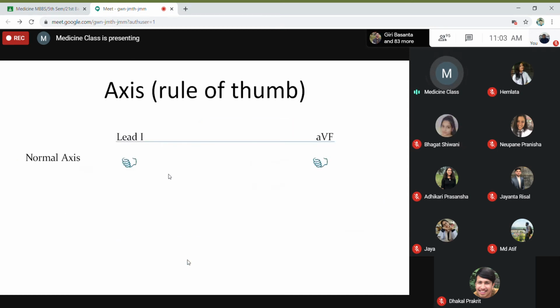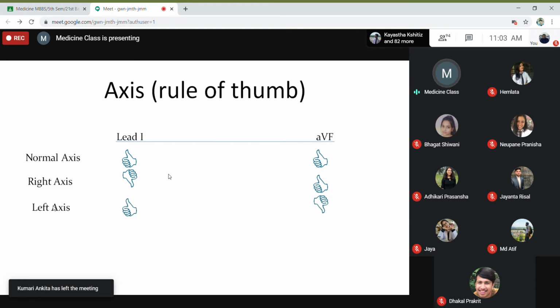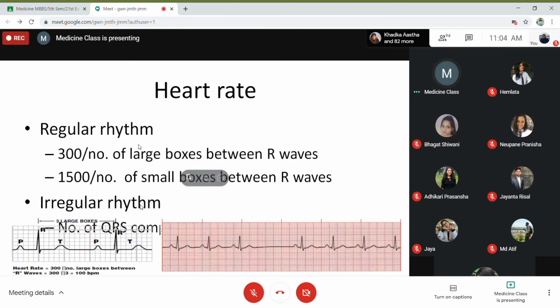So in the rule of thumb, if lead 1 is positive, thumbs up, and AVF is also thumbs up, then it's a normal axis. If right axis, then AVF will be up, that means the right hand thumb will be up and the left hand thumb will be down, so it's a right axis. In left axis, the left thumb will be up. In AVF, it's down, so the right thumb is down, so left axis deviation. If both thumbs are down, then it's an extreme right axis. So this is the rule of thumb.